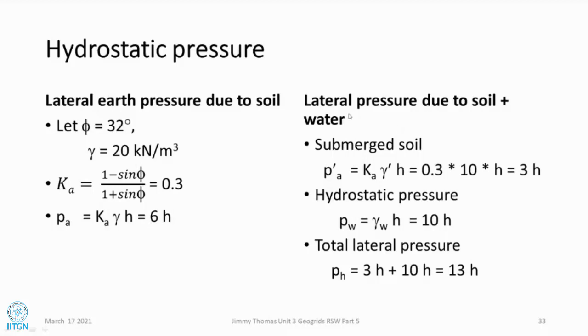So if you have standing water, then the submerged soil will have a unit weight of 10. So the lateral earth pressure due to the submerged soil is again Ka into gamma dash into H. So it will be 3 times H. In addition, we will have the hydrostatic pressure due to the water, which is equal to gamma w into H, which is 10H. So the total lateral pressure due to the soil plus water is 13H. So here we have 6 times H, here we have 13 times H. That means the earth pressure has doubled.